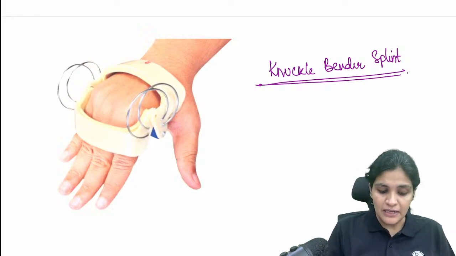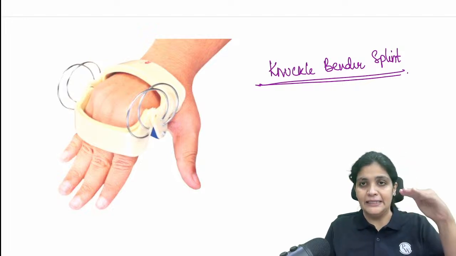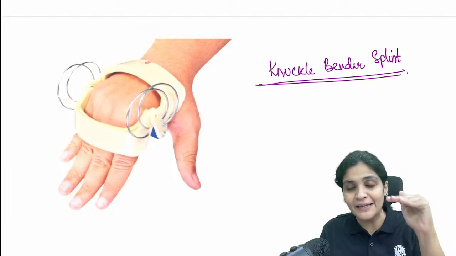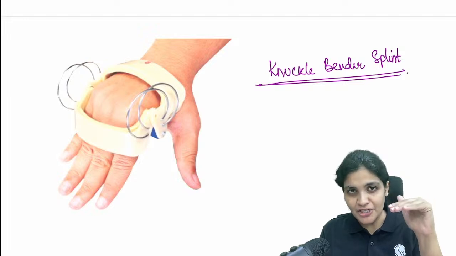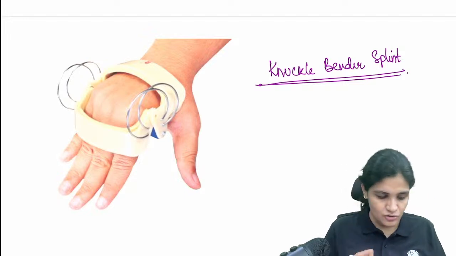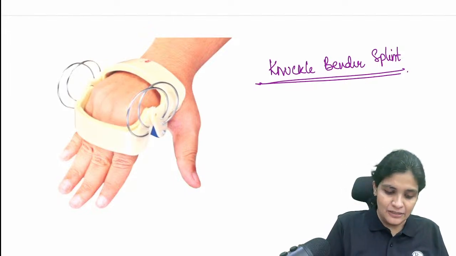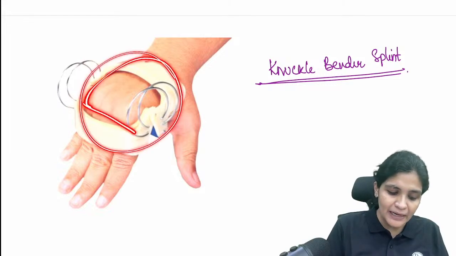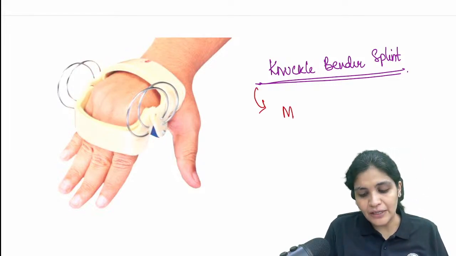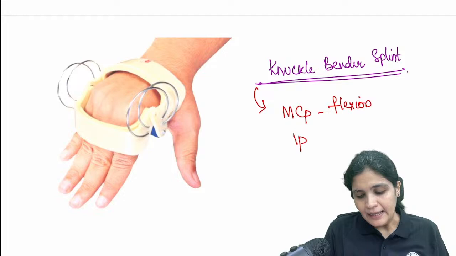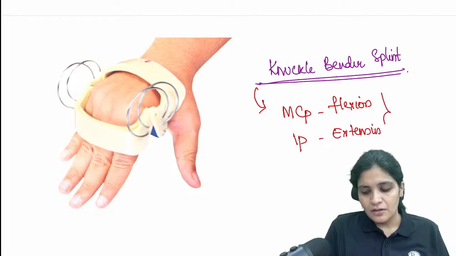So here what is this knuckle bending doing? Bending the knuckles. That means it is resulting in MCP, that is metacarpophalangeal joints flexion, and IP extension. So that is what you have to understand here. So this is your knuckle bender where it is bending the knuckles. So it is actually causing what? The action of the lumbricals. So that is flexion of the MCP and extension of the IP, right?